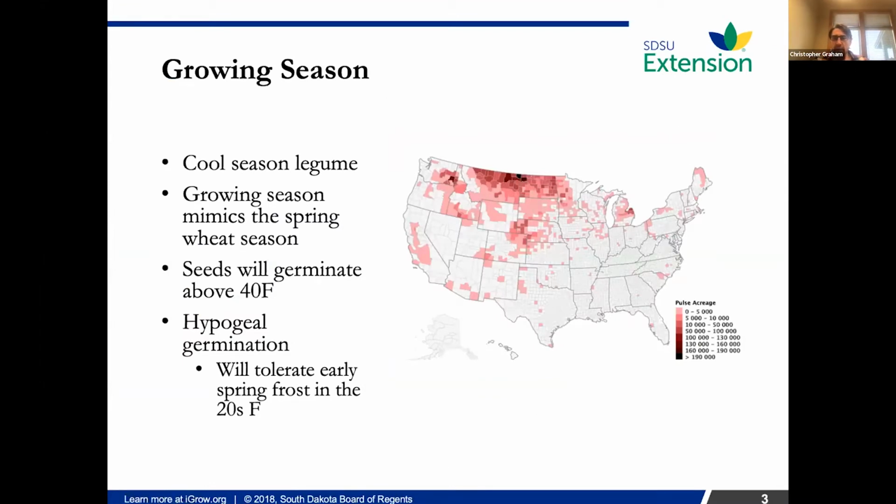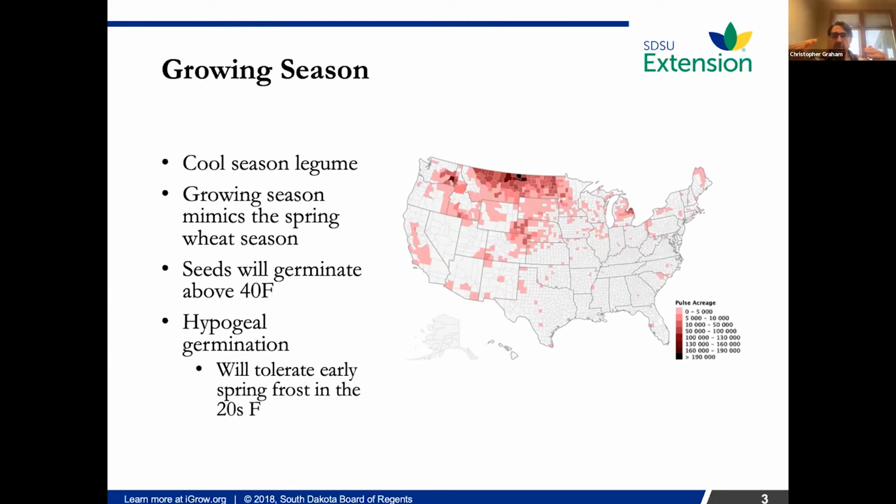So this is kind of a map. This is actually 2 years old or so now. But this shows where a lot of the pea production happens in the United States. As you can see, those darker colors, the darker reds, are where the highest acres are. And if it showed Canada on this map, you'd see lots of dark areas up there because Canada is the major producer.